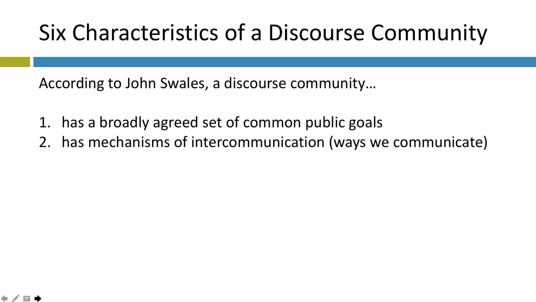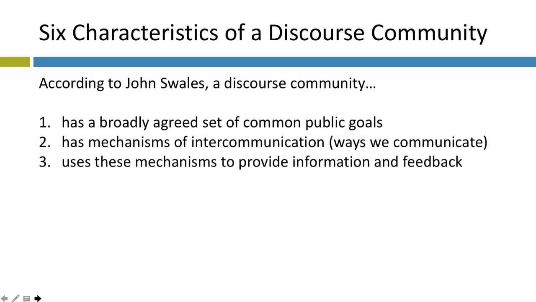Second, a discourse community has mechanisms of intercommunication, which is just a fancy way of saying that they have different ways of communicating amongst themselves. A community might use texting, email, or video conferencing. A hockey team might use verbal cues or hand signals in the middle of a play. Third, these mechanisms of intercommunication are used to provide information and feedback. This is just an extension of the second characteristic, because most communication in a community takes place in the context of responding and providing feedback.